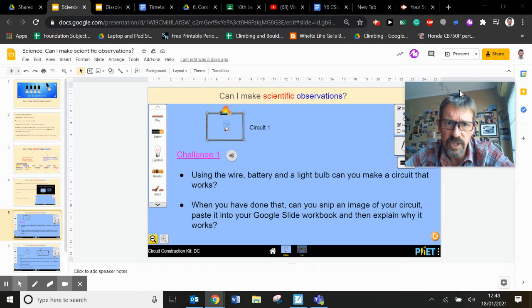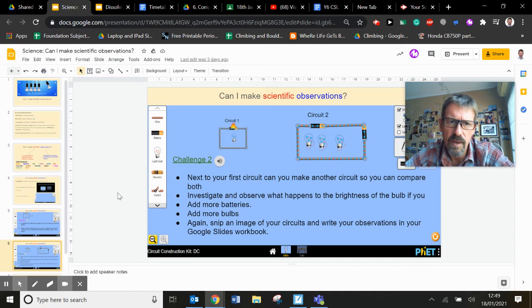So the first task, challenge 1, is using the wire, and you drag them onto the screen. Using the wire, battery, and light bulb, can you make a circuit that works? When you've done that, snip or screenshot, put it into your Google Slide workbook, and write an explanation of why you think it is working. Okay, so what do electric circuits need to work?